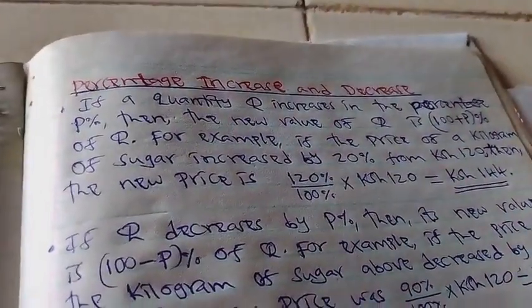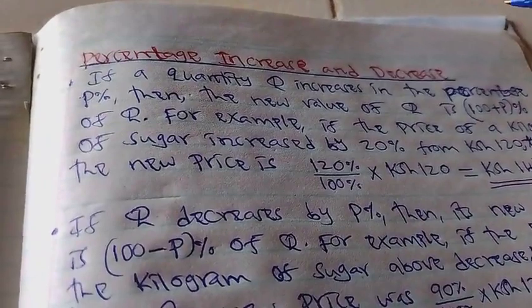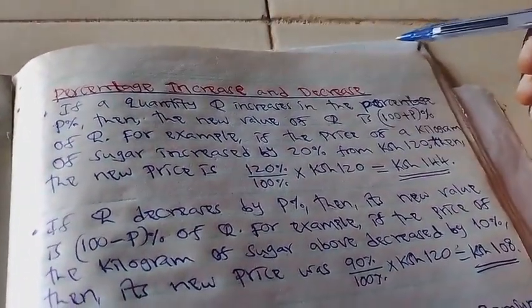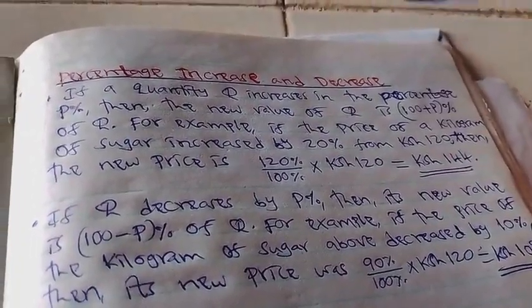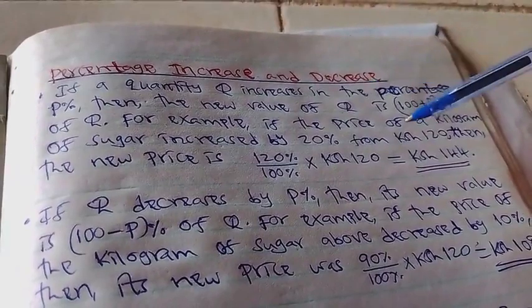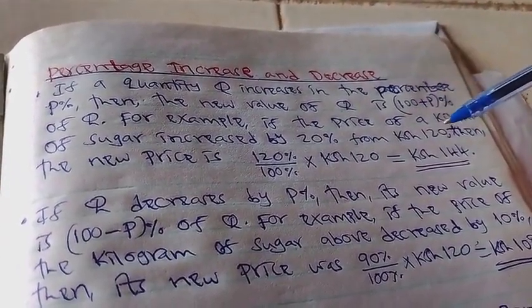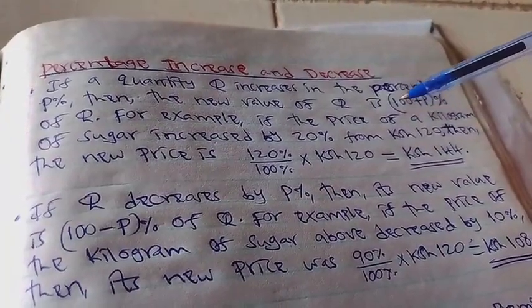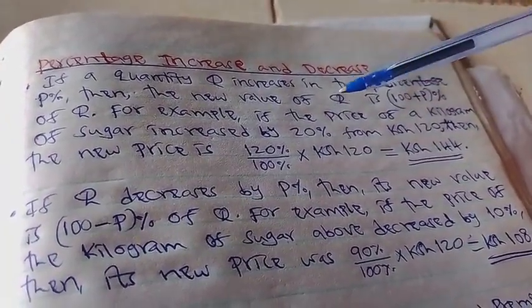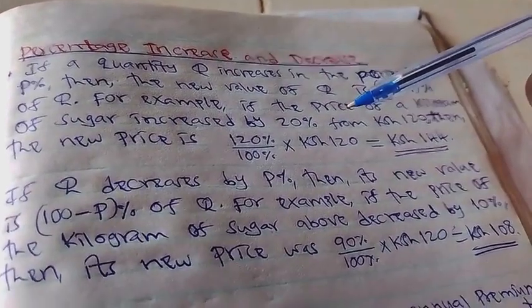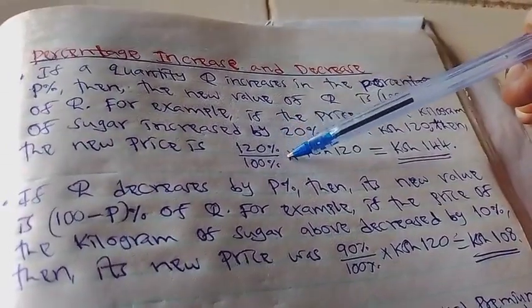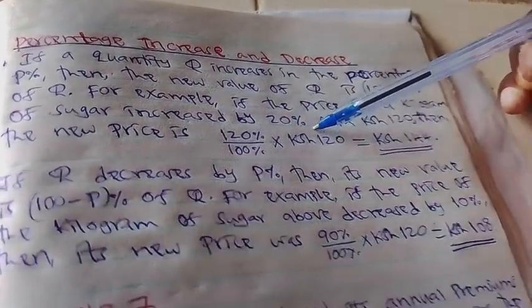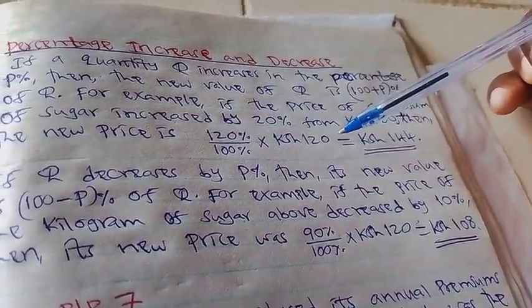Now let's move to the next level, percentage increase and percentage decrease of a given quantity. If a quantity Q increases by a percentage P, then the new value of Q is 100 plus P percent of Q. For example, if the price of a kilogram of sugar increased by 20% from 120 shillings, then the new price is 120% or 120 over 100% times 120 shillings, which is 144 shillings.